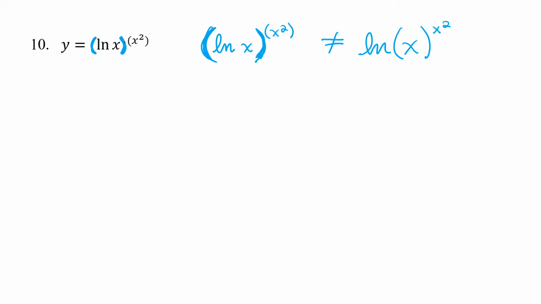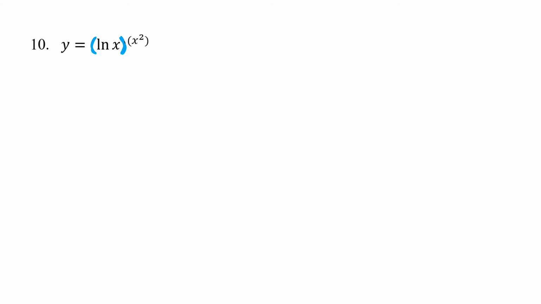So if we want to deal with this function raised to the power of another function, we have to use logarithmic differentiation. So we're about to take the natural log of a natural log, and we'll have to be very careful as we keep track of this. So we have the natural log of y is equal to the natural log of the natural log of x raised to the x squared power.